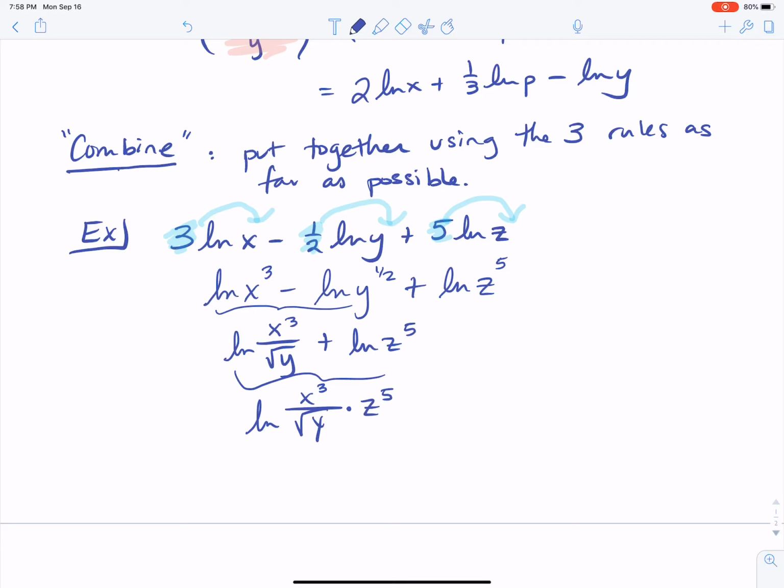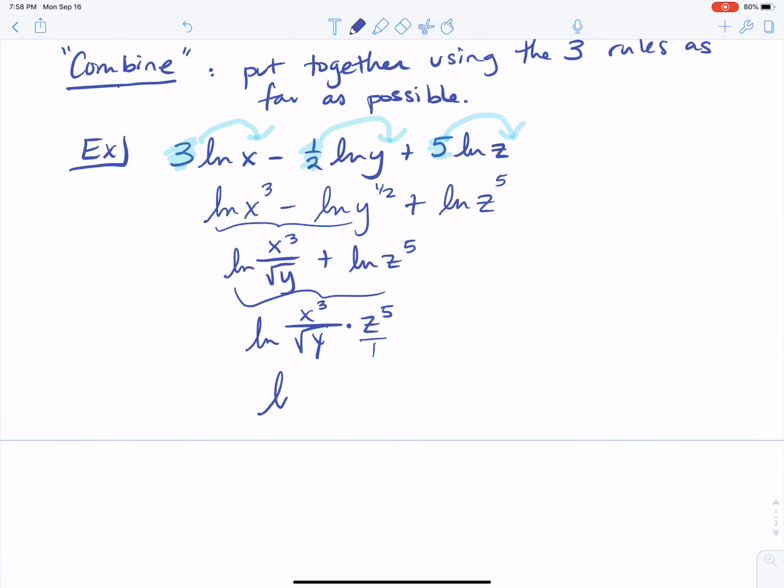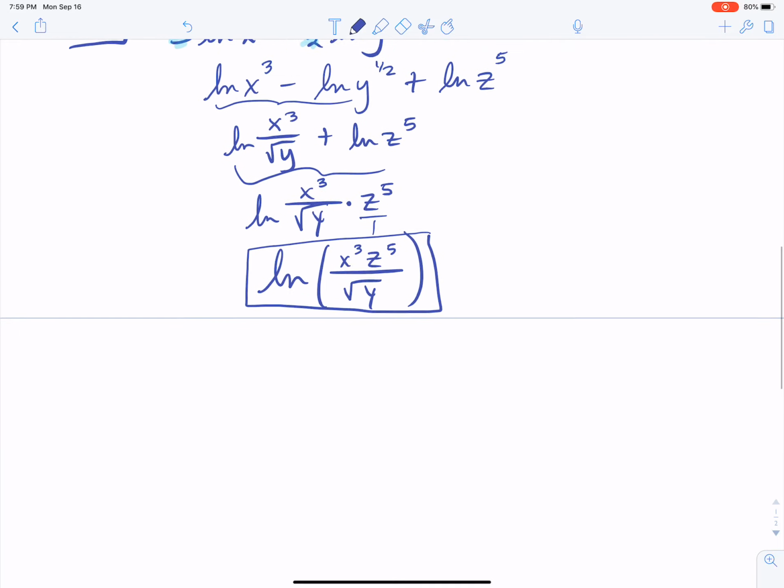typically where would we put that z to the 5th? Remember, this is like an over 1. So you would normally not leave your answer like we have it here. We would go ahead and put that all together in one fraction. So it'd be ln of x cubed z to the 5th all over the square root of y. So you can leave your answer like that. All right, so that's that. So that's how combining works. You're just working backwards from the expanding.